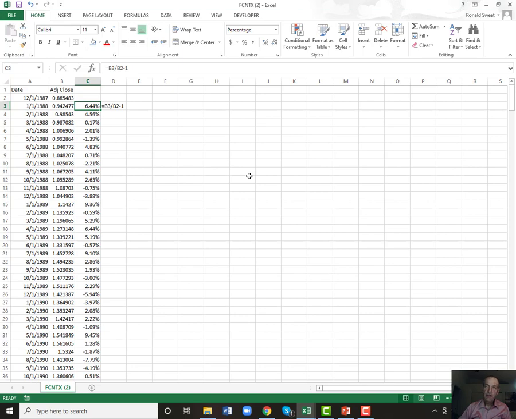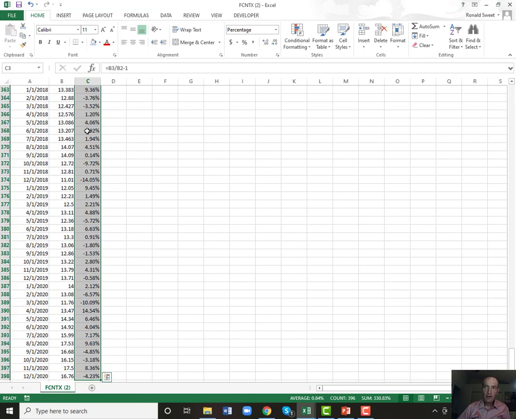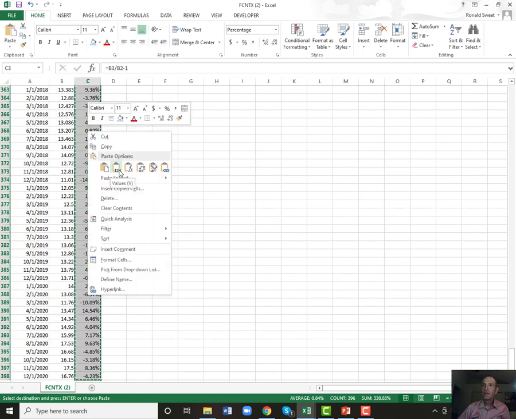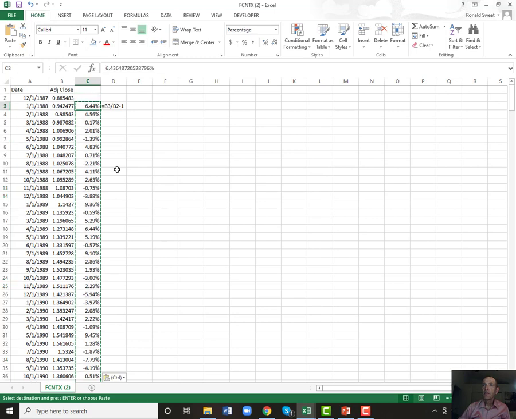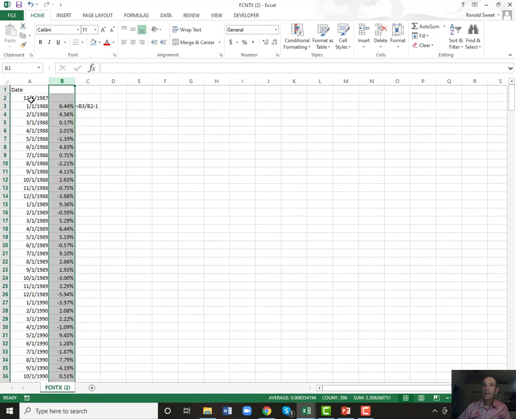What I'm going to do is, I just want the returns. I don't want anything else. So I'm going to take those, I'm going to copy, I'm going to paste them as values. So now I've got my returns. You notice that they're all values, they're not formulas. So I can now get rid of column B, I don't need it now. And so I can take the date, start with the date where you have a return.